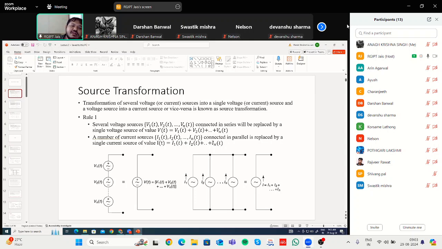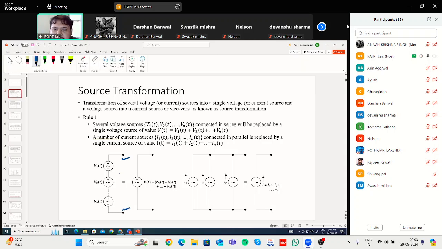If there are n voltage sources, the effect of these n voltage sources will be added up at the terminals. Okay, at these two terminals, this and this one. Similarly, if there are current sources, all these currents will be added up. Again, using KCL, all this current will be added up. So you are adding that. So this is the first rule.